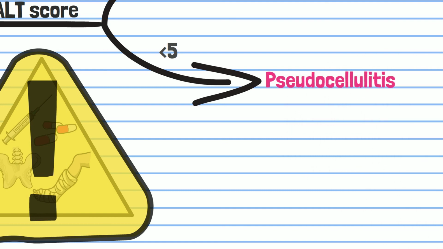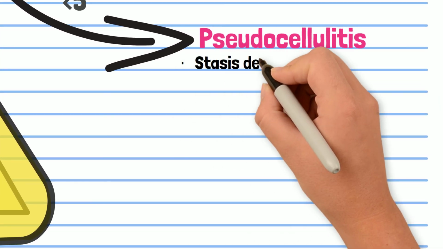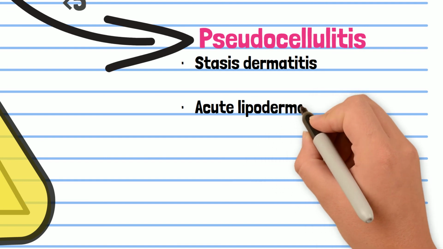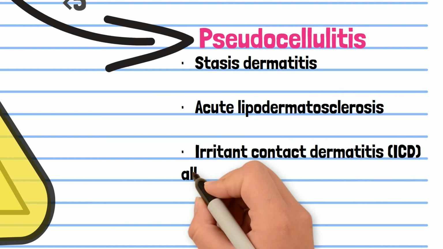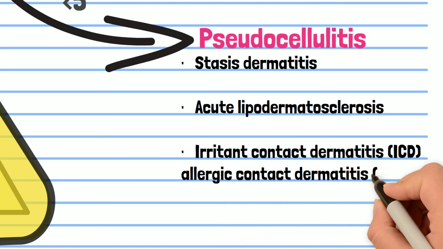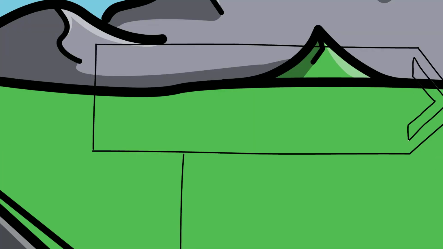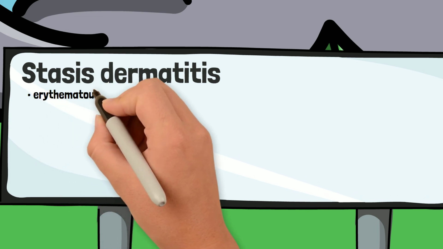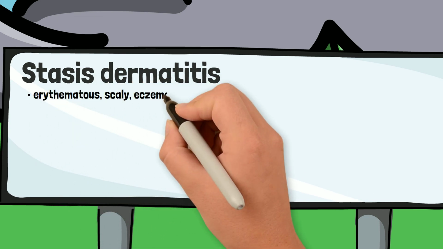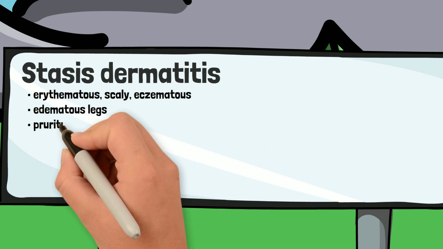For bilateral lower leg erythema, the differential diagnosis includes stasis dermatitis, acute lipodermatosclerosis, irritant contact dermatitis and allergic contact dermatitis, and as well small vessel vasculitis. Stasis dermatitis usually occurs in patients who have poor leg circulation. Besides being erythematous, it typically presents with scaly and eczematous patches or plaques on chronically edematous legs.